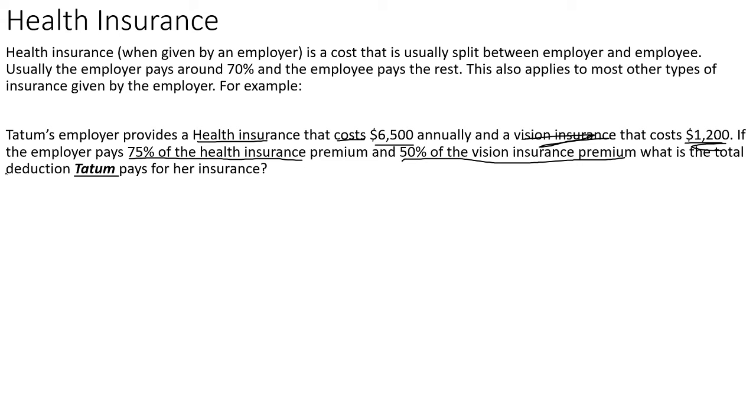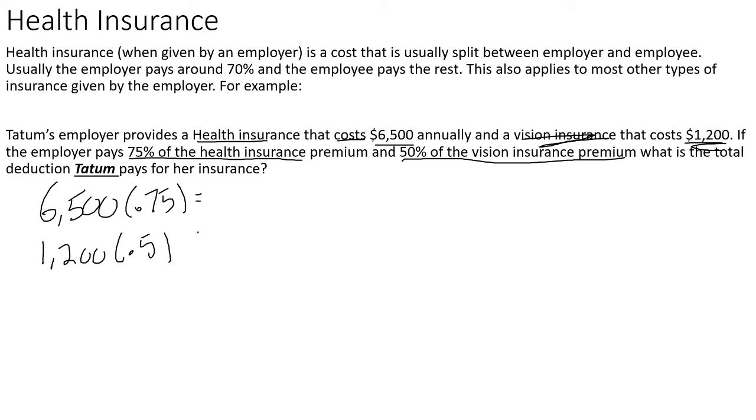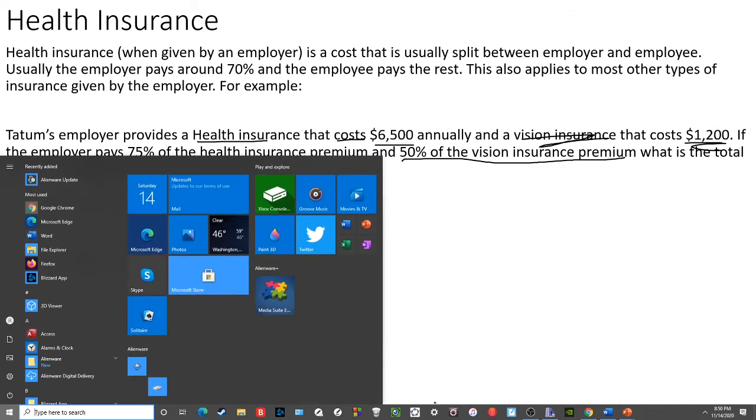So the deduction is basically what the company's paying, and then the rest of the money is what Tatum would pay. So let me show you that by numbers here. $6,500, right? The company is going to pay 75% of that, so 0.75. And then for vision, $1,200, the company is going to pay 50% of that, or half of that. Now, this is for the company. So let's get our numbers here, and I'll show you how to label your answer here.